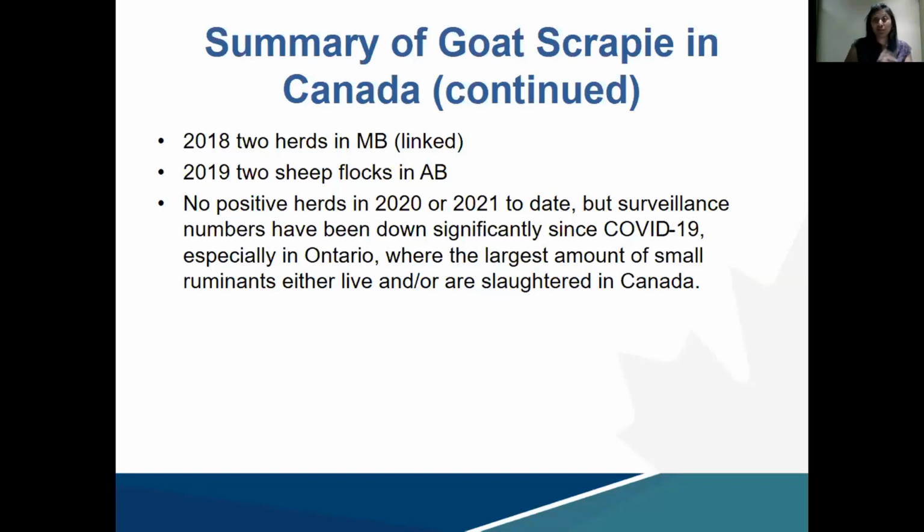In 2019, there were 2 positive flocks. There were sheep flocks. There have been no positive herds in 2020 or 2021 to date, but our surveillance numbers have been down significantly since COVID-19, especially in Ontario, where the largest amount of small animals either live or are slaughtered here in Canada.